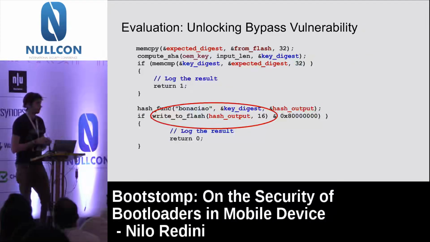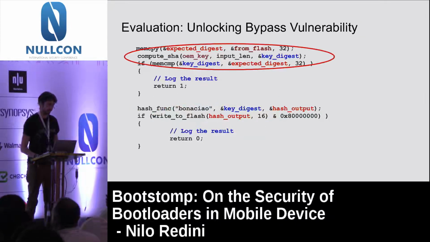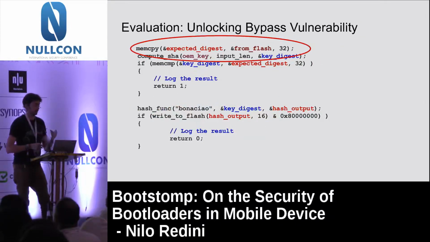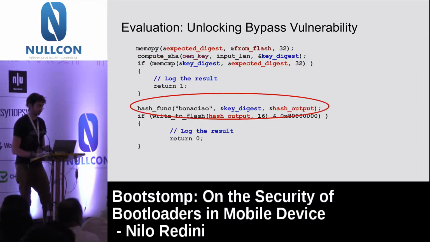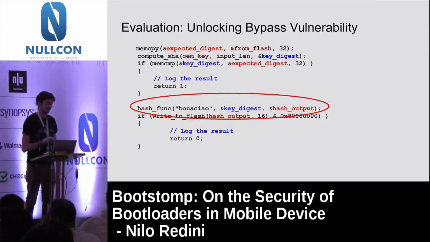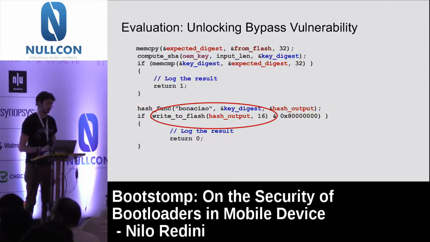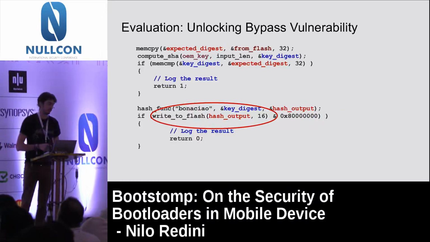Now, even though an attacker might not know the OEM key, she can directly read from persistent storage and get the expected digest. After this, she just has to compute the hash function using the constant string with the expected digest and write the result on persistent storage. By doing this, she will be able to unlock the bootloader by bypassing the OEM key part.